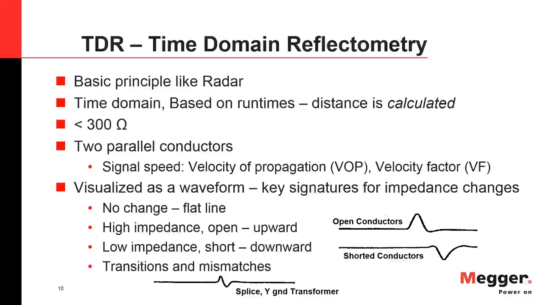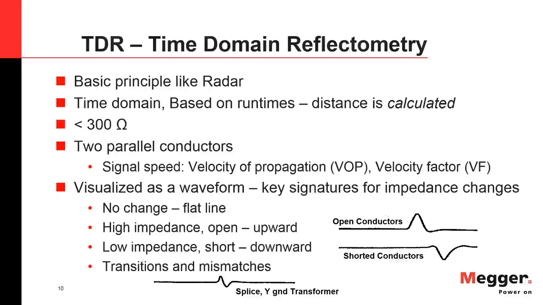The main principle of the TDR is based on having two parallel conductors. This is very important because as soon as you lose one of the two, however this happened, let's say a severed conductor or cable end, the pulse cannot propagate any further and will typically suffer total reflection.